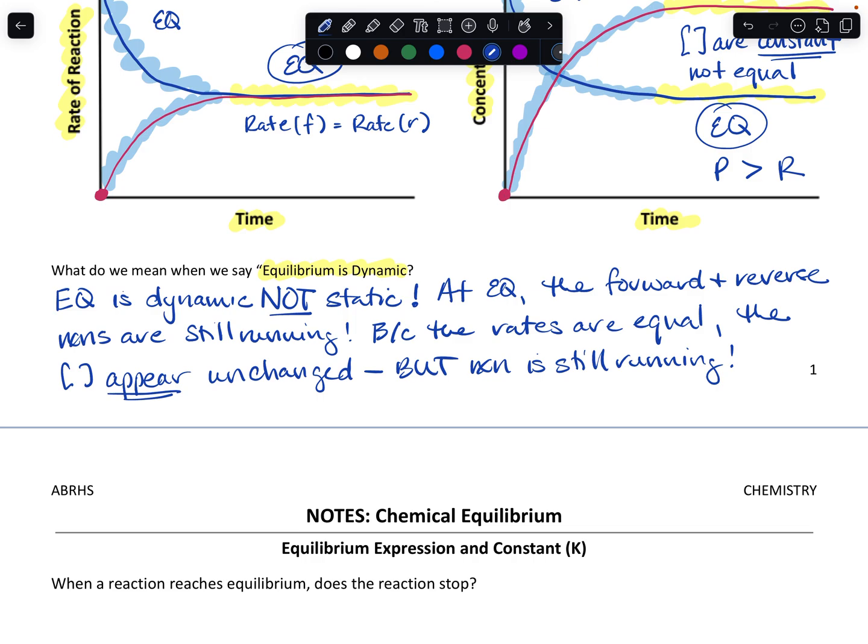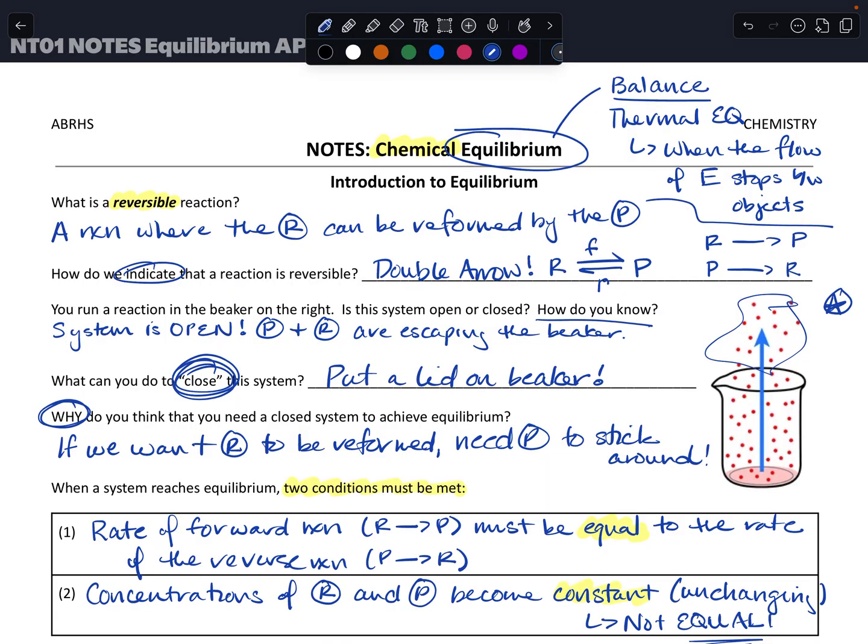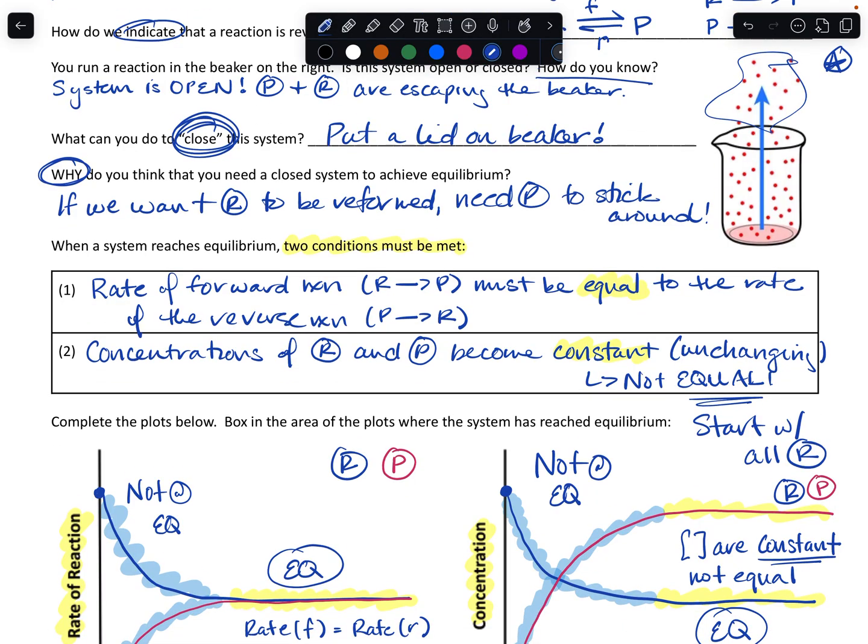So again, this is just our introduction. It gives you the environmental conditions that are required. We need a reversible reaction and a closed system. It gives you what we should expect to see when a system reaches equilibrium in terms of the rates of the forward versus reverse reaction, and then the concentrations of our components at equilibrium. You should be able to recognize these things. You should be able to determine if a system is at equilibrium either by looking at some plots or if they give you a particulate diagram. You just need to understand those conditions and what you expect to see at equilibrium.